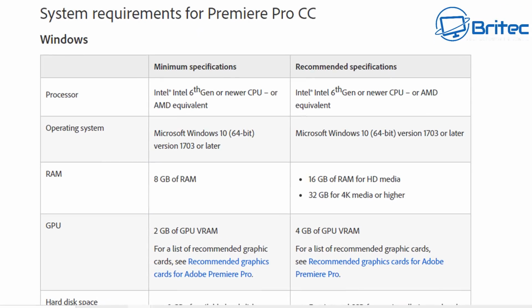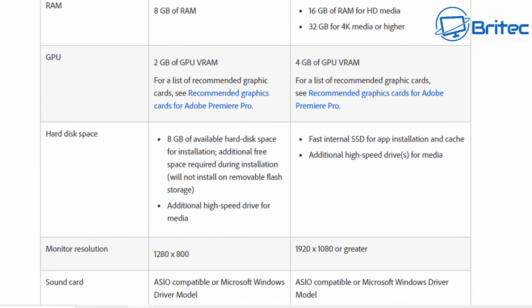Now, it's always good to check the manufacturer's website for the software that you're using. This is Adobe Premiere Pro. You can see they're saying 8 gigabytes of RAM is minimum, 16 gigabytes for HD media, 32 gigabytes for 4K media or higher. Also, the GPU, they're recommending a minimum of 2 gigabytes of VRAM and 4 gigabytes of VRAM for HD and 4K media. Now, of course, they have graphics cards with more VRAM than 4 gigabytes, so that is a bit of an older post.